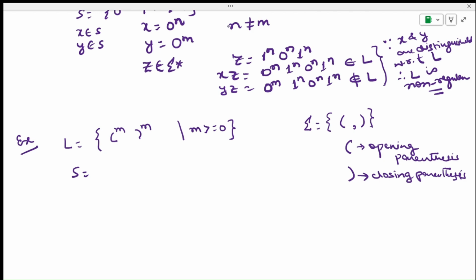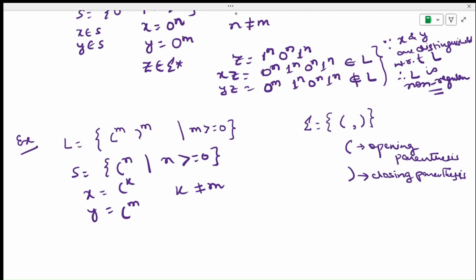So we find out this S. Assume that I take this as opening parenthesis raised to the power n for some n greater than or equal to 0. Take out the two strings x and y from S. This is K, this is M, for some K and M, two positive integers that are not equal to one another. That is, these two are different integers.